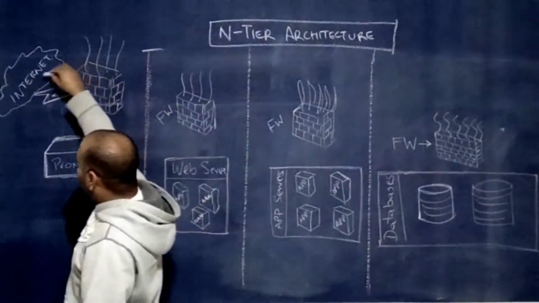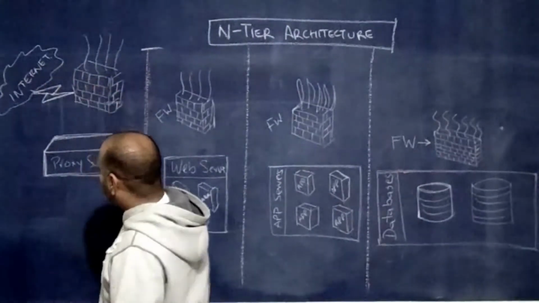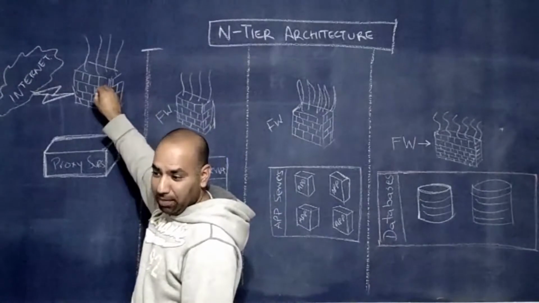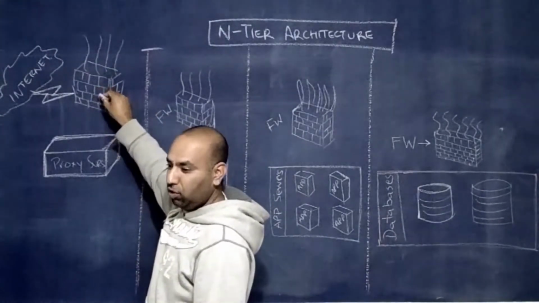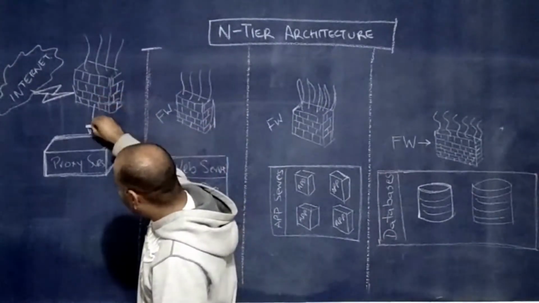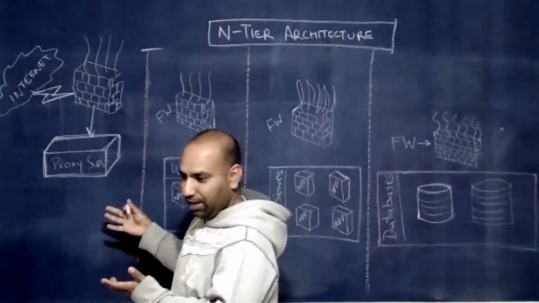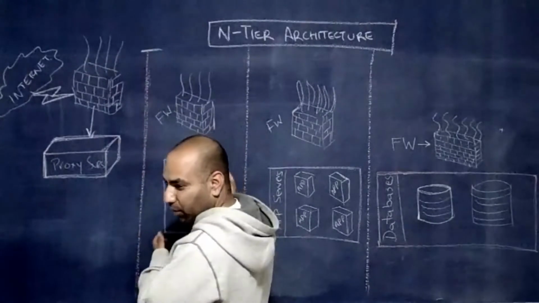So, Joe comes in requesting a web page. He goes to a firewall that decides, am I going to allow Joe to request the web page? It goes to a proxy server. A proxy server is like a broker. It's going to decide where to send this request.